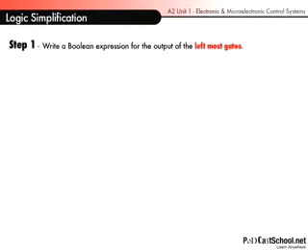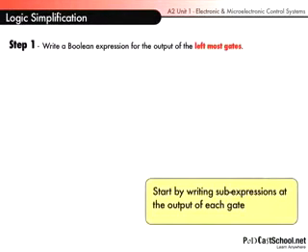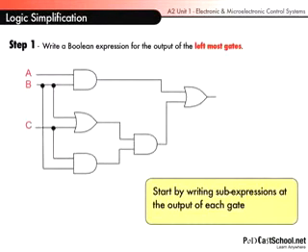So the first step is to write a Boolean expression for the output of the leftmost gates. So let's have this circuit again. A and B are inputs to that top AND gate, and remember, with ANDs we think of multiplication. So that's AB. Here we have, yeah, you've got it, B or C, B + C. And with the lower AND gate, it's BC. Remember, ORs think of addition, and ANDs think of multiplication. So that's the first step.